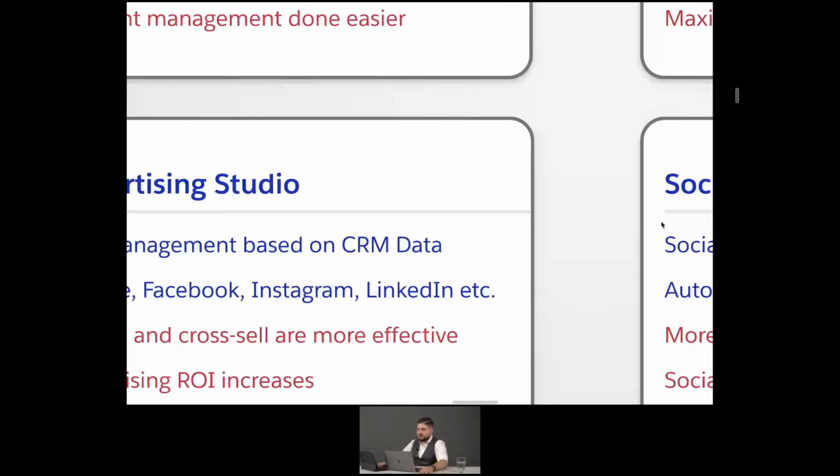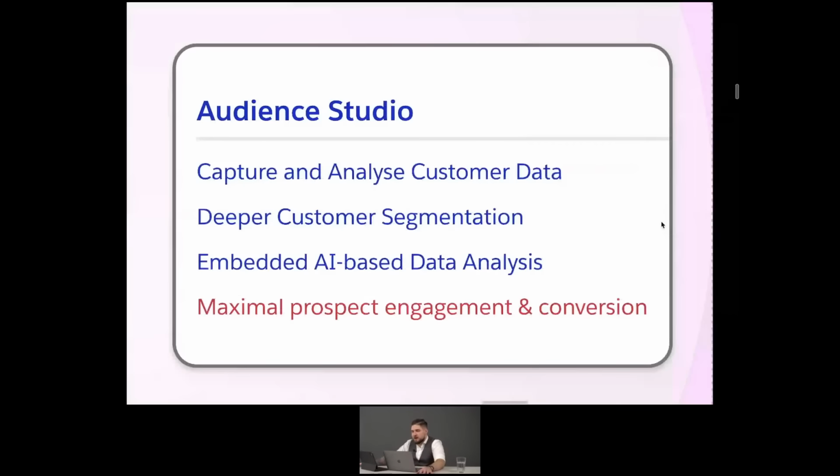The next one is Audience Studio. Audience Studio is quite a powerful thing. It provides you with a great data management platform to capture and analyze customer data for marketers, first of all. It provides even deeper customer segmentation upon data enriched with billions of data signals across all the customer attributes, and sophisticated data analysis capabilities powered by Einstein AI, as usual.